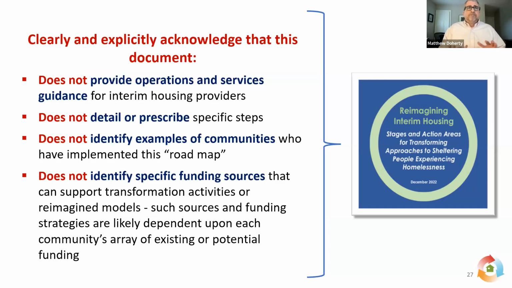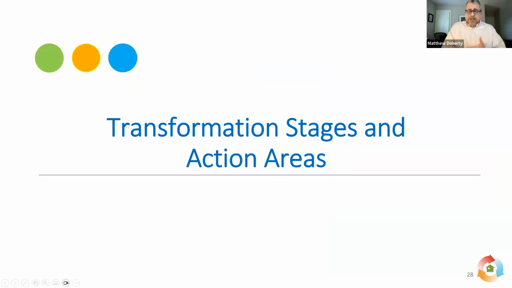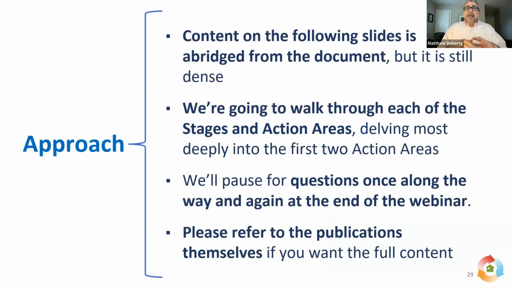Next slide, please. So now we're going to start to dive into the actual transformation stages and action areas that the documents detail. And we've organized that into 3 stages and 6 action areas. And next slide, please. And a few notes of caution here as well: even though the content on the following slides is abridged from the document, we know it's still dense, but we hope that we're giving you access to information in a variety of ways, and over time you can start to absorb more of it.